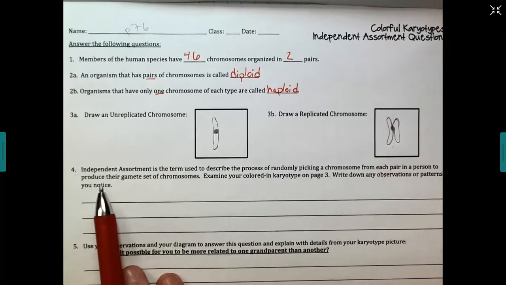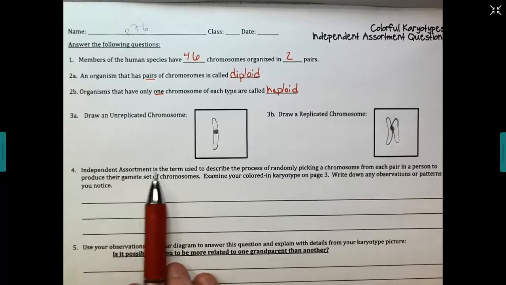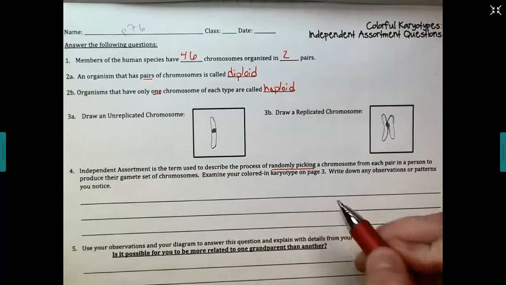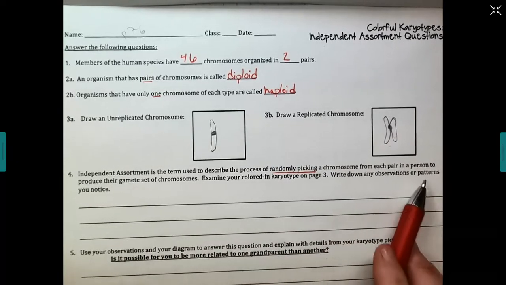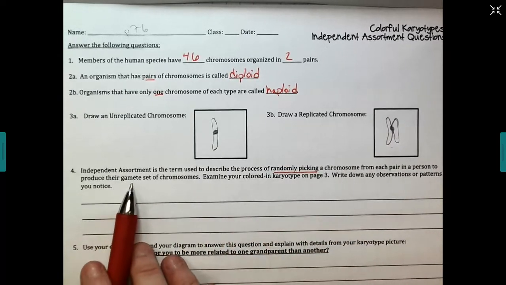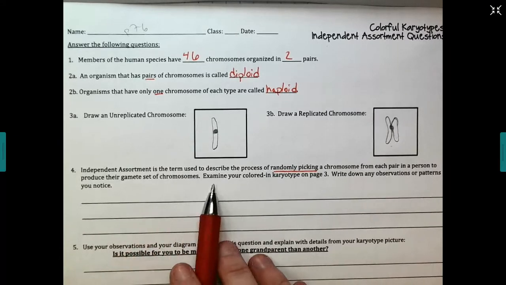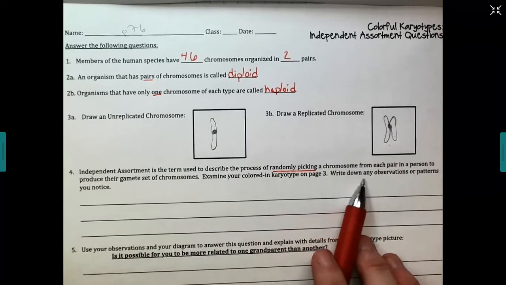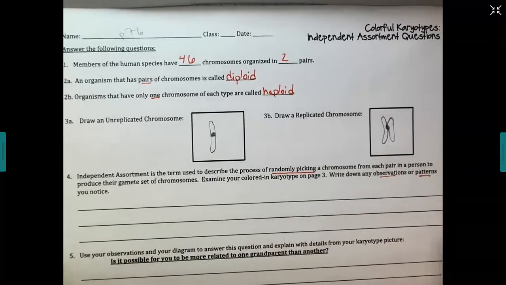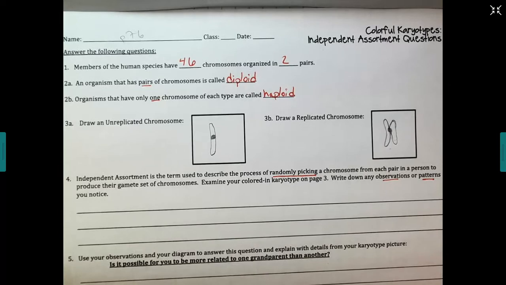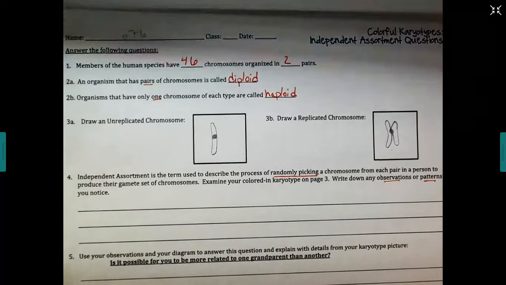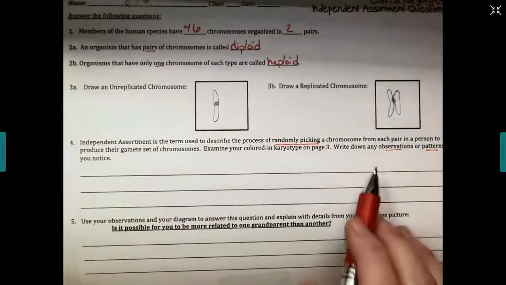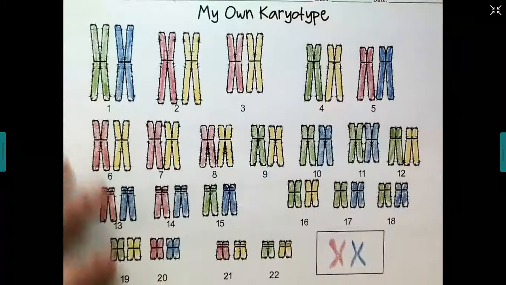So the next question is talking about independent assortment, the term we use to describe the process of randomly picking a chromosome from each pair in a person to produce their gamete set of chromosomes. Examine your colored in karyotype on page 3 and write down any observations or patterns you notice. So again, this is going to be a little bit different for each of us because we each have our own karyotype. But the first thing that I would say, any observations?